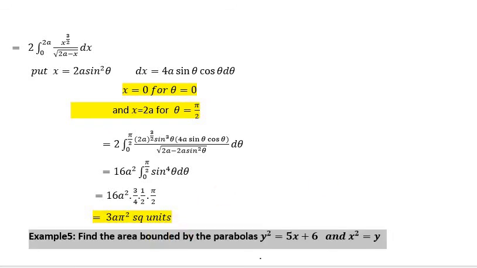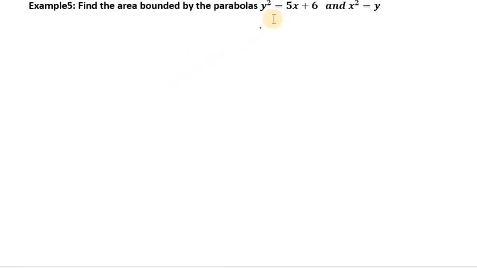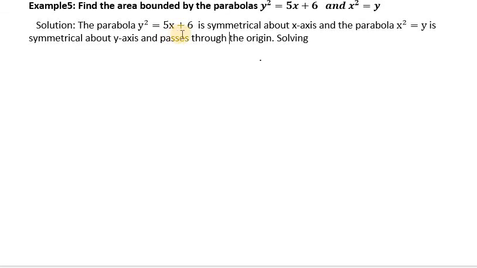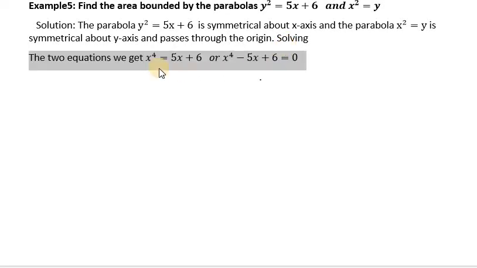Now example 5. Find the area bounded by the parabolas y square equals 5x plus 6 and x square equals y. The solution: the parabola y square equals 5x plus 6 is symmetrical about the x axis, and the parabola x square equals y is symmetrical about the y axis and passes through the origin. Now solving these two equations, we get x to the power of 4 equals 5x plus 6, or x to the power of 4 minus 5x minus 6 equals 0.